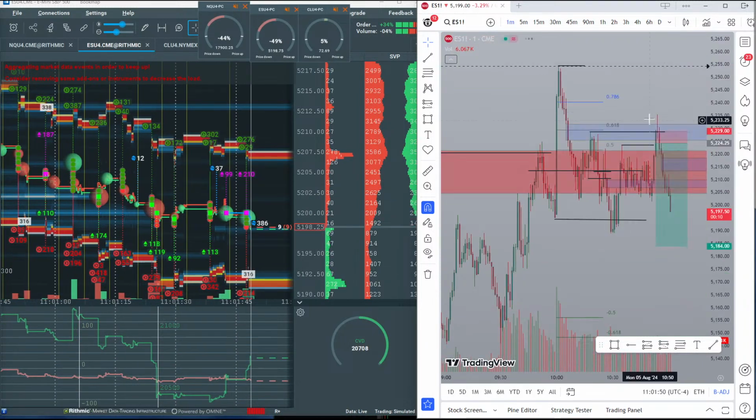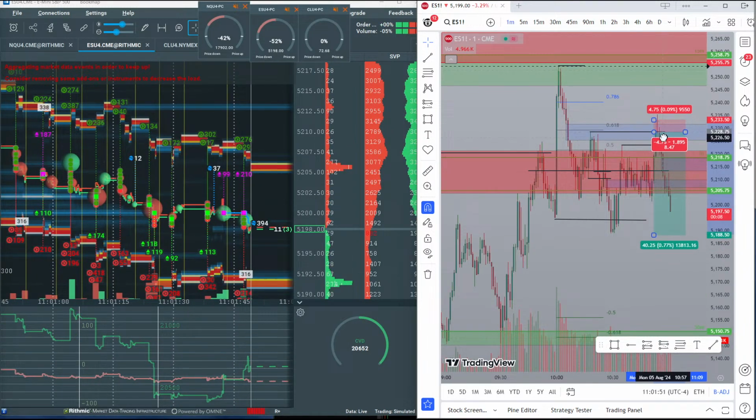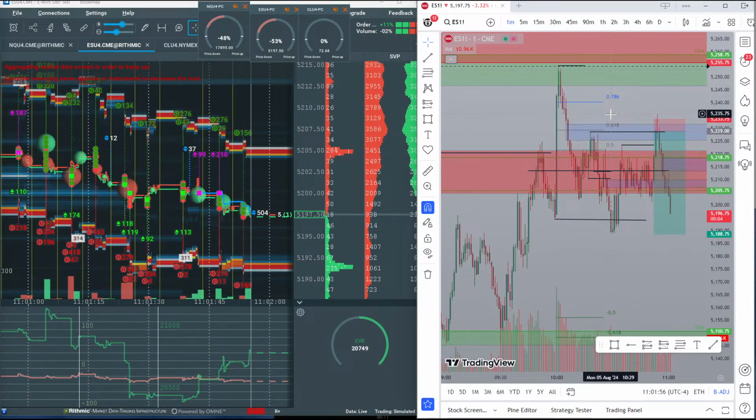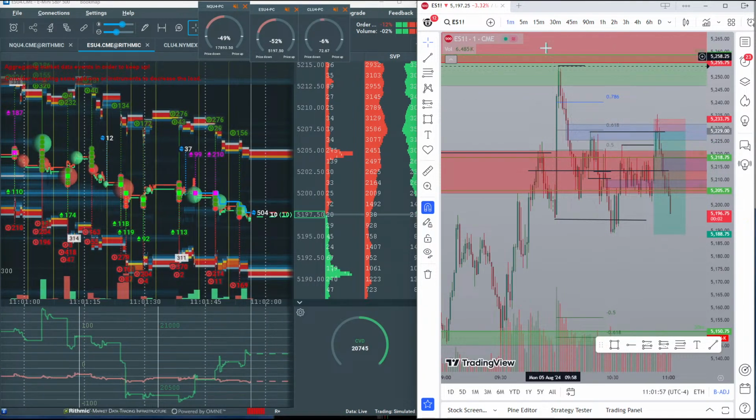We could have been in shorts on ES up here, right? We saw that high coming in, that optimal trade entry area. It did wick a 1 minute fair value gap too. I'm just seeing that now.